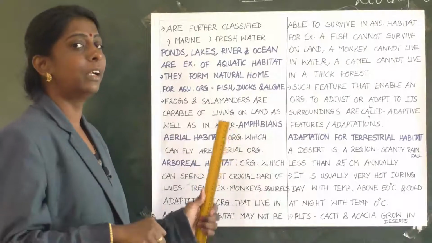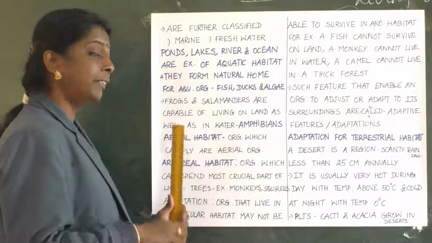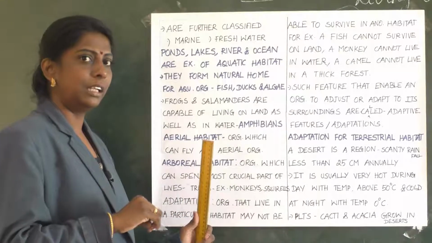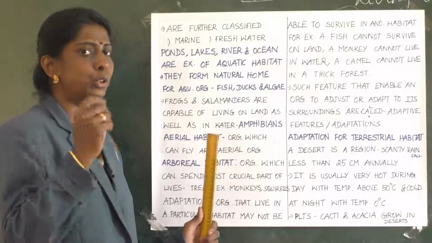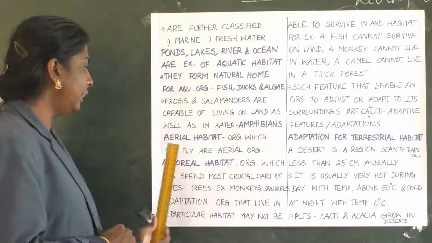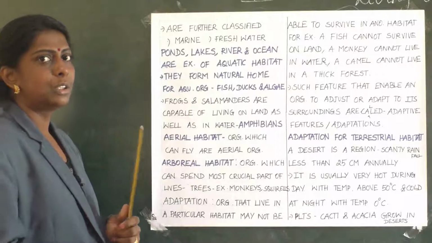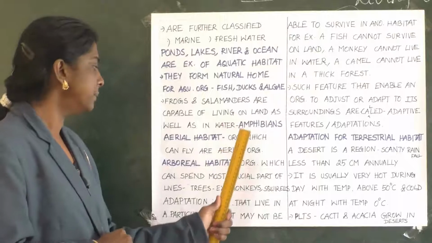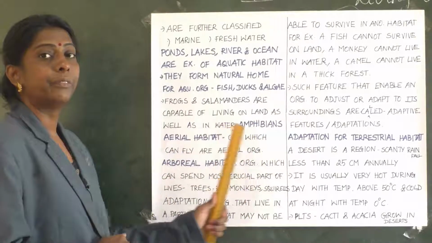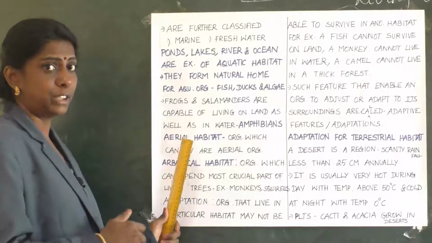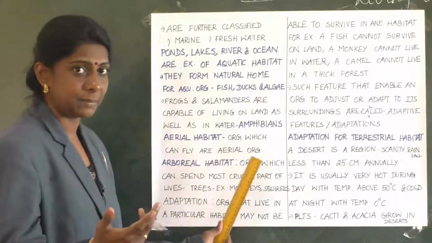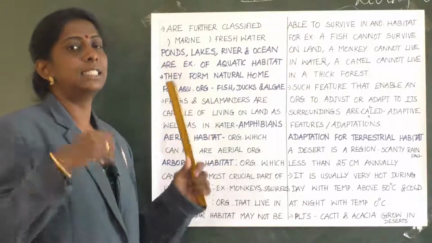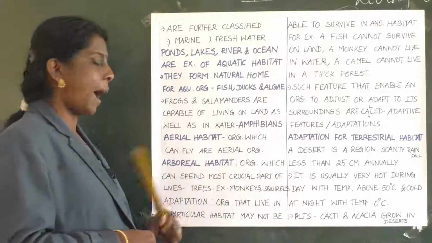This is the third type, aerial habitat. So, we have learned till now terrestrial and aquatic. Apart from these two main types, two more types are there, said to be aerial and arboreal. So, what do you mean by aerial habitat? It has organisms which can fly, that are said to be aerial organisms. For example, birds. That habitat is said to be aerial habitat.